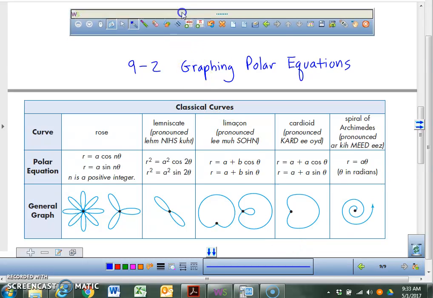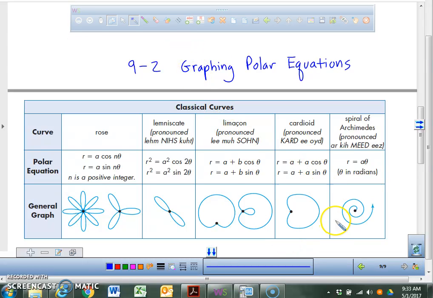Today we begin graphing polar equations. We just finished graphing polar coordinates. Now we're going to be using those coordinates and graphing polar equations. These are the classical curves that you could possibly have: rose, lemniscate, limaçon, cardioid, and then this is Archimedes' spiral, also known as the spiral of Archimedes.